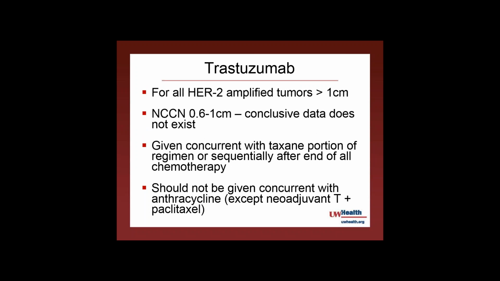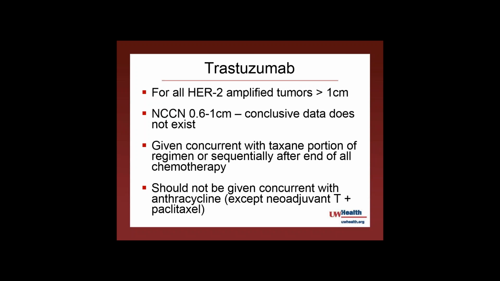Trastuzumab we can use for HER2 amplified tumors that are greater than 1 centimeter. NCCN says there's really not conclusive data about the smaller tumors. Trastuzumab is generally given concurrent with the taxane portion of the regimen or sequentially after the end of all chemotherapy. It should not be given concurrently with an anthracycline.